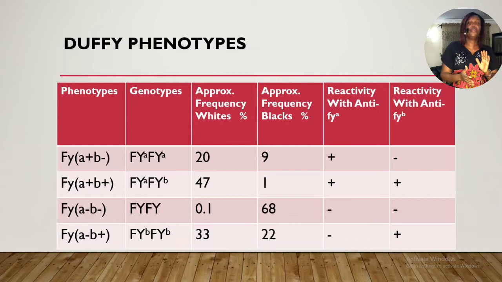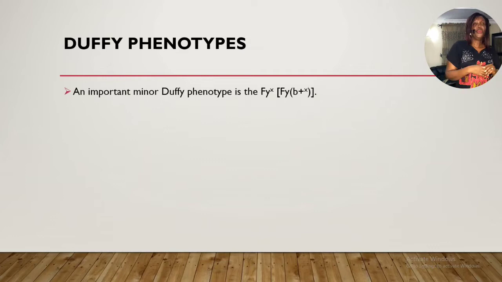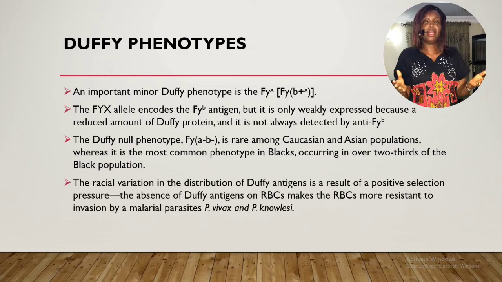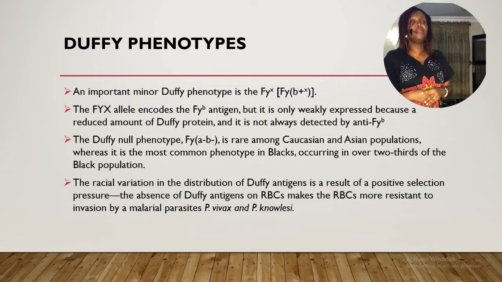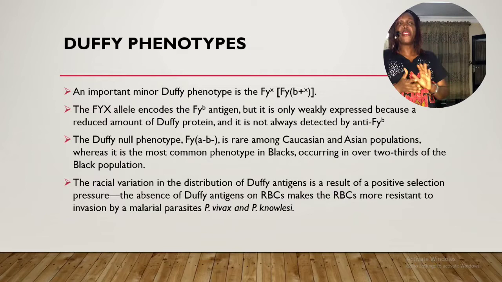Now, we also have another minor phenotype that is FYX. And again, the FYX allele encodes the FYB antigen, but it is only weakly expressed because of a reduced amount of Duffy protein, and it is not always detected by anti-Duffy B.